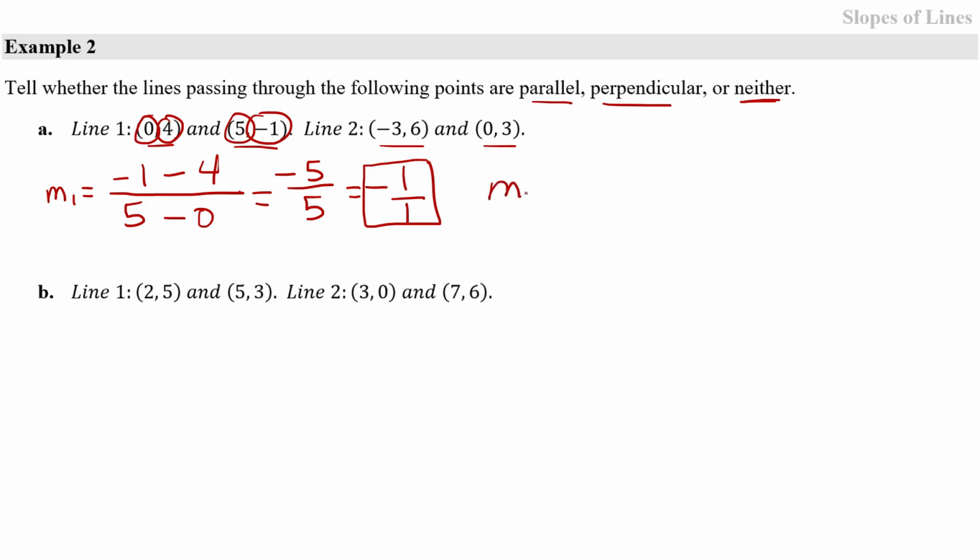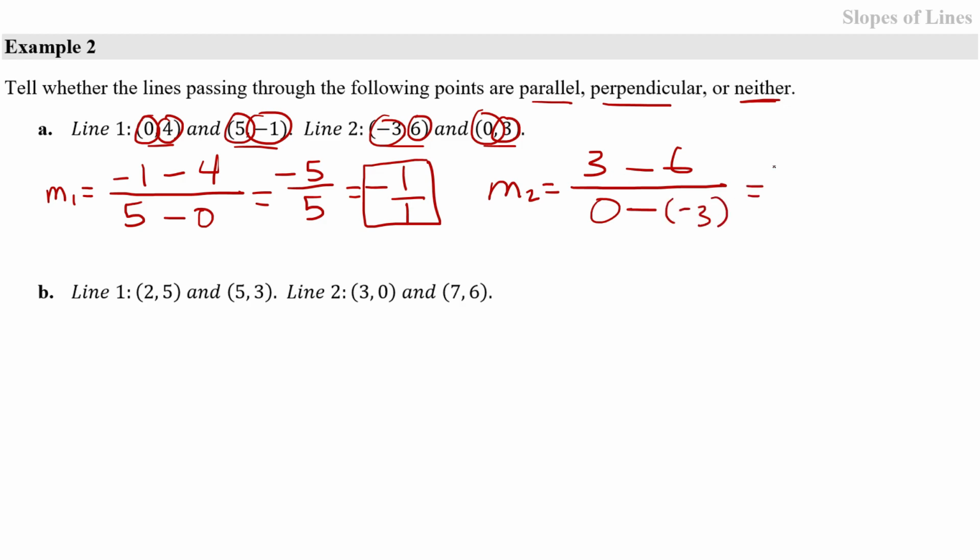Now if the slope of line 2 is the same, then it's parallel. And if I flip it and get positive 1, then it's going to be perpendicular. Okay, so let's do this once again. For the slope, I'm going to subtract the y's. In this case, it's going to be 3 minus 6. On the bottom, I'm going to subtract the x's. It's going to be 0 minus negative 3.